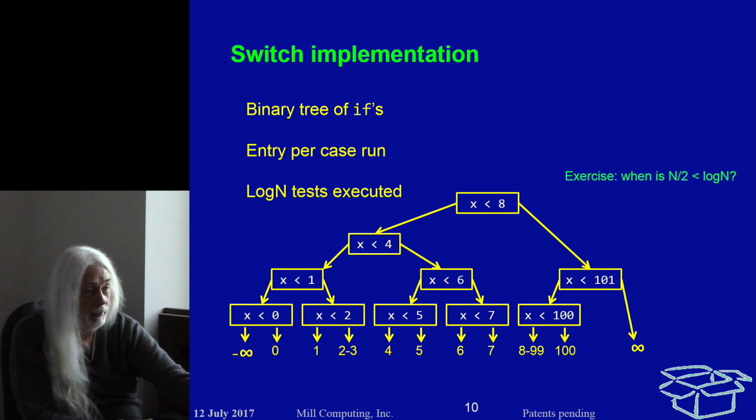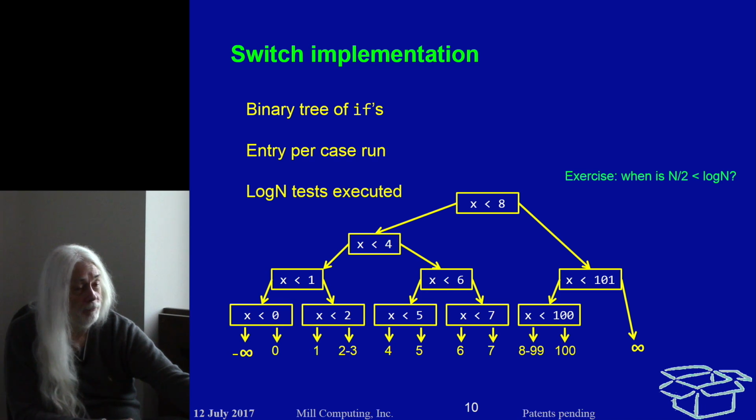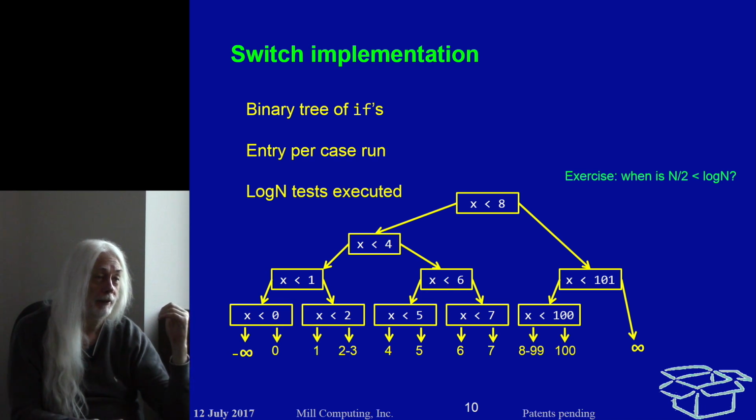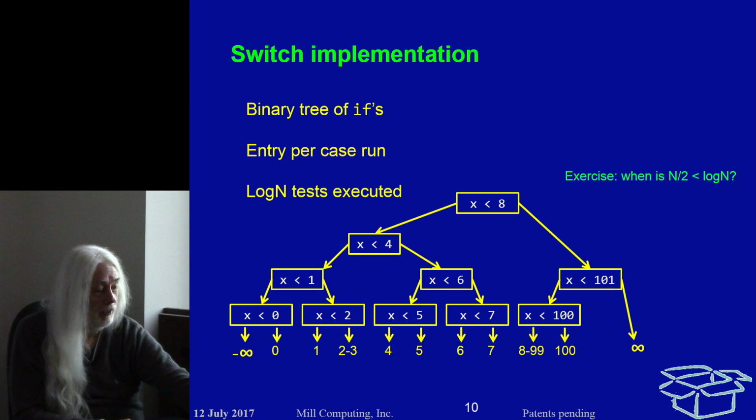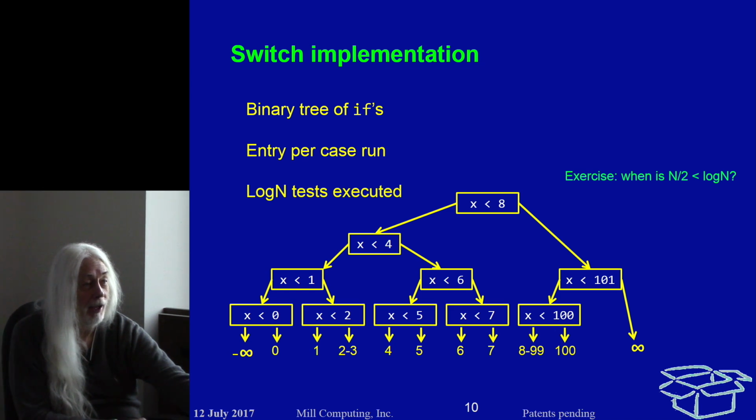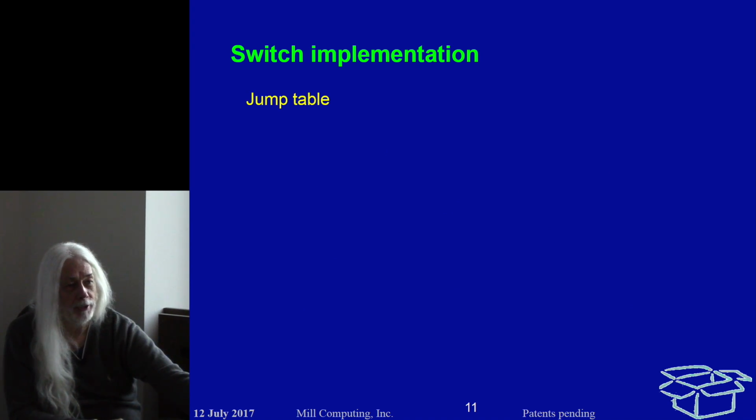And here's an exercise for you all. When is n over 2, in the cascaded if, a better deal than log n? If you think about it a little bit and how these things work, in fact, sometimes it is better for certain values. Left as an exercise.